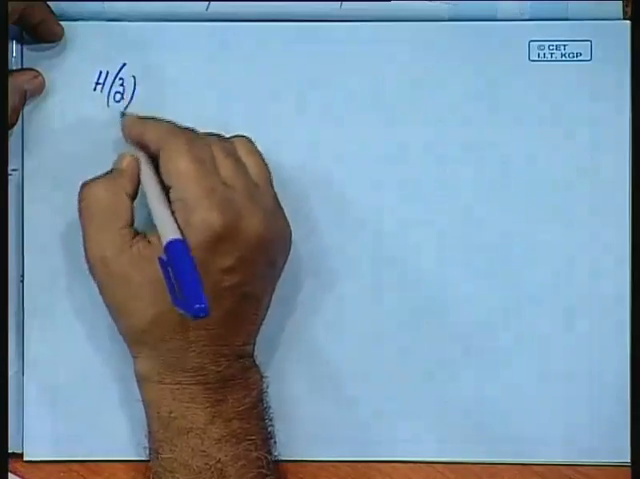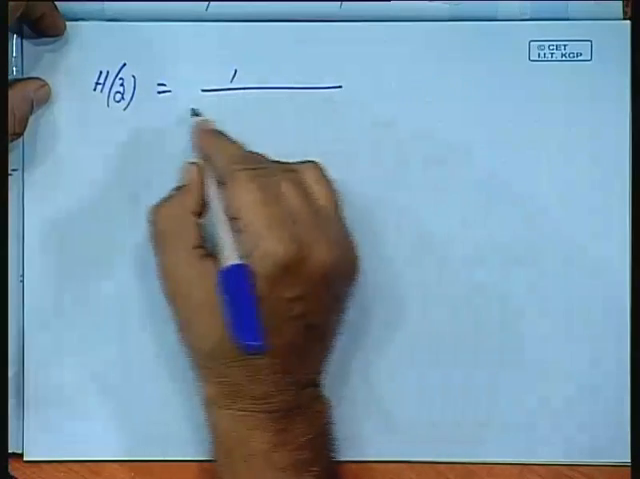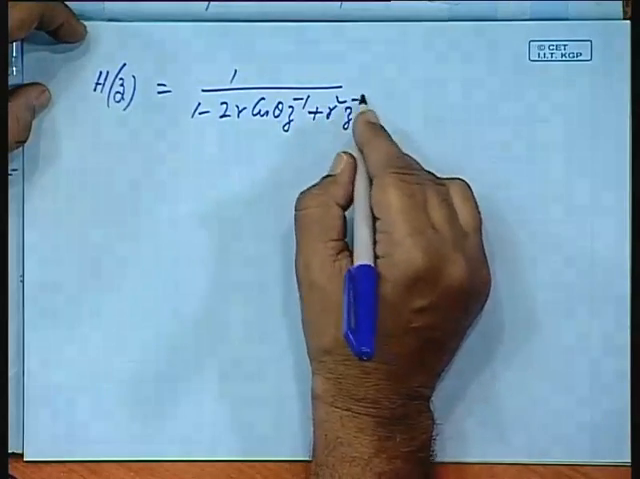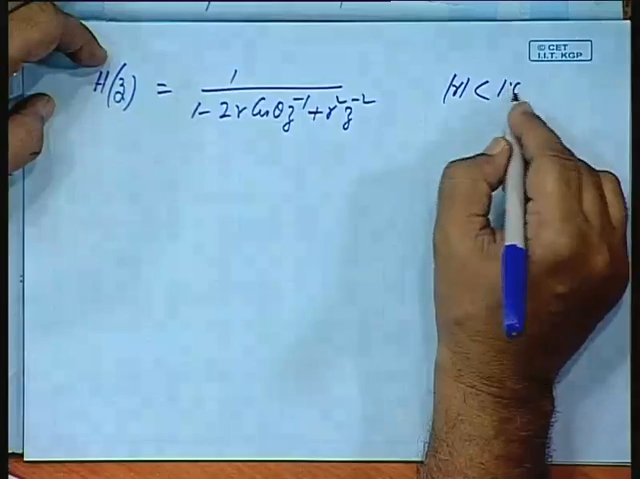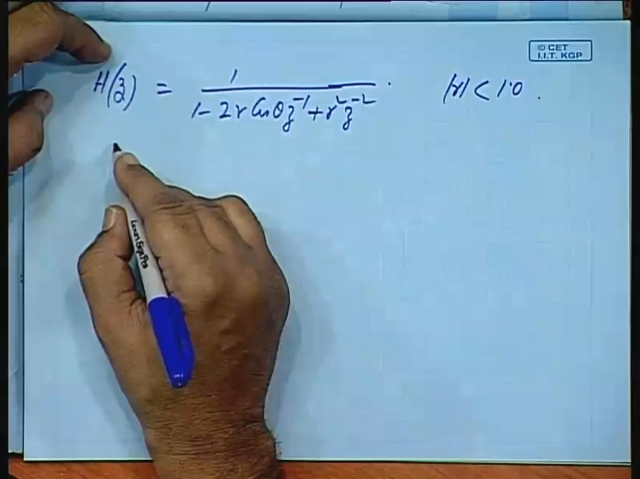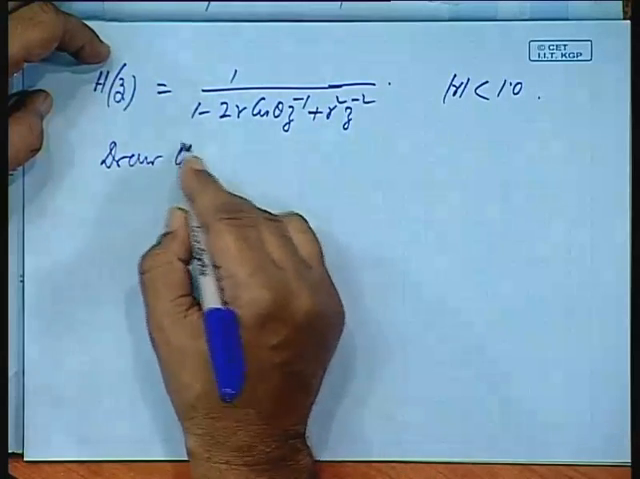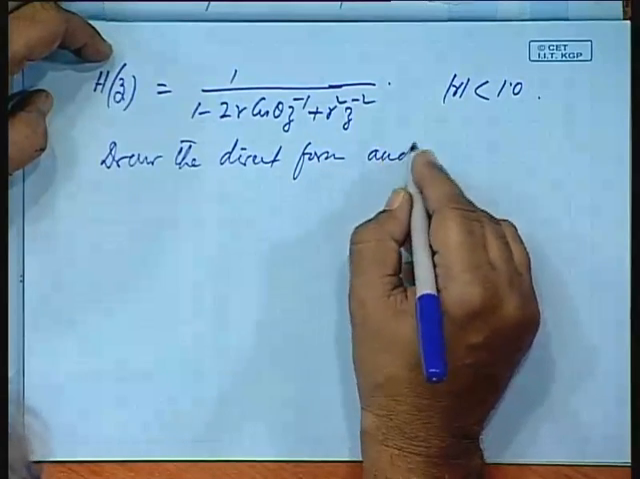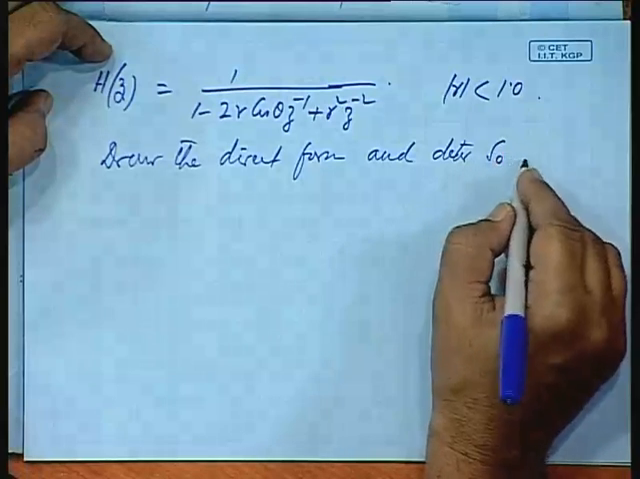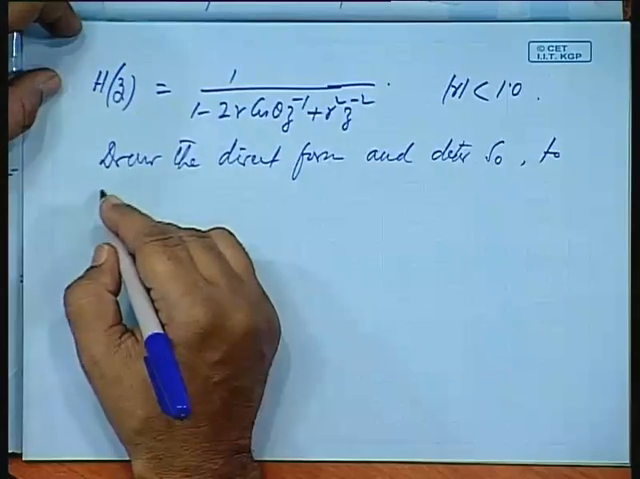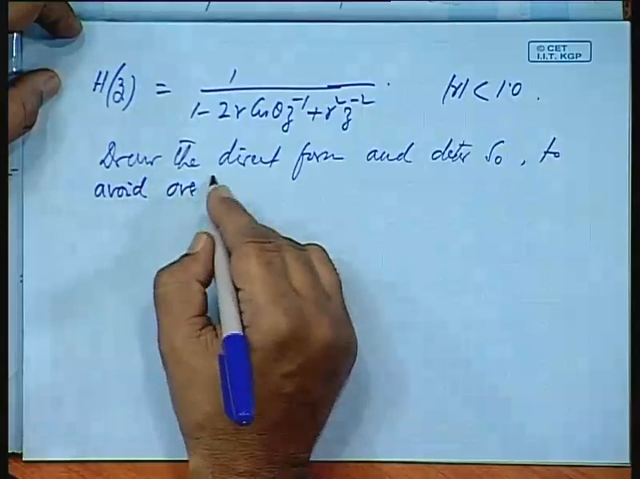Hz equal to 1 by 1 minus 2r cos theta z inverse plus r square z to the power minus 2, r less than 1.0. Draw the direct form, and determine S naught to avoid overflow.